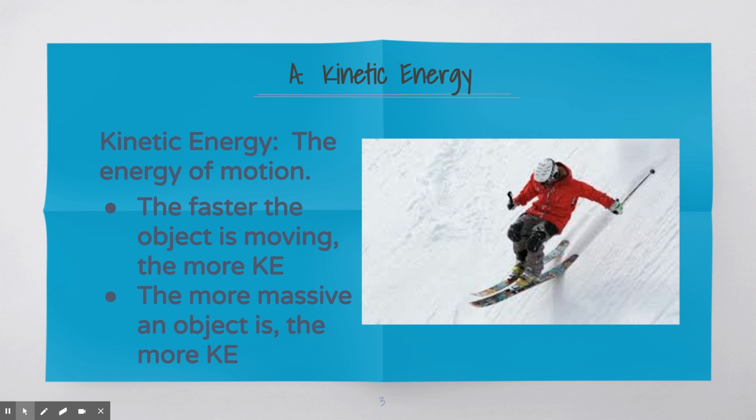The faster the object is moving, the more kinetic energy it has. And the more massive an object is, the more kinetic energy it has. So if I dropped, let's say, a bowling ball and a ping pong ball, the bowling ball would have more kinetic energy than the ping pong ball because it is more massive.